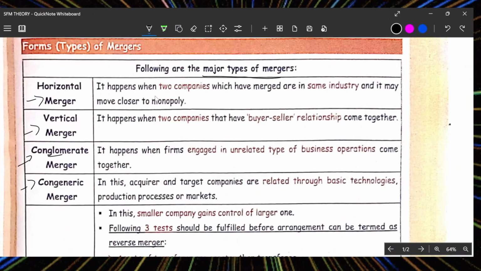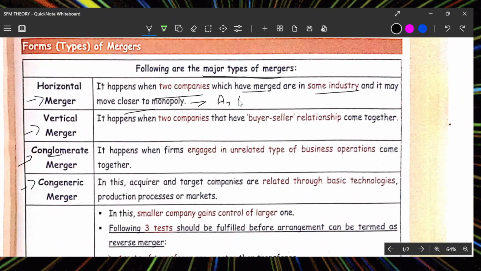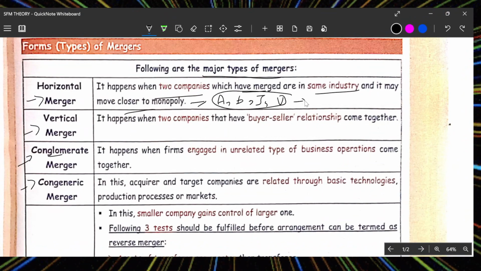What are horizontal mergers? When two companies in the same industry merge, it moves closer to monopoly. So Airtel, BSNL, Jio, Vodafone, if all of these combined and became one, it is a monopoly.